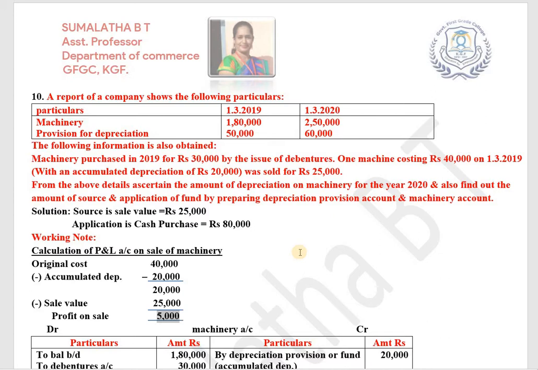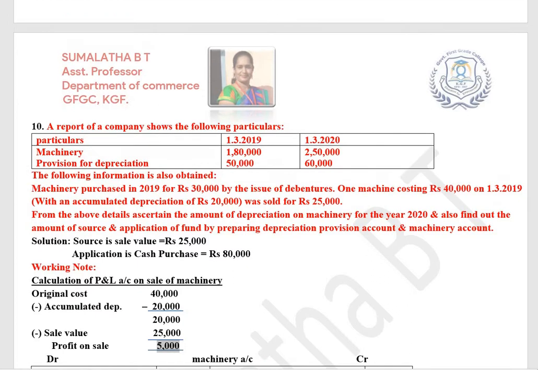I know you people are very smart, being final year students, you all know how to prepare a machinery account. When it comes to the machinery account, all the related information of the machinery has to be recorded in it. Here they have given the opening balance and closing balance. To balance brought down is 1,80,000. By balance carried down of the machinery is 2,50,000. Now just keep on analyzing what all has happened with the machinery.